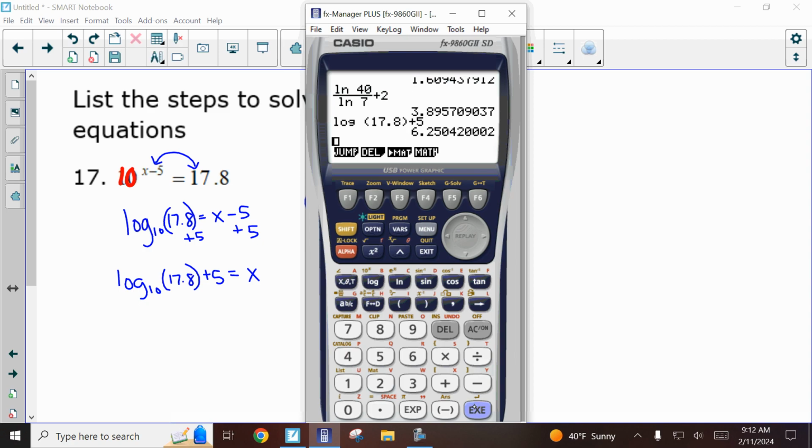And because the problem was an exponential, we don't really have to check it. I mean, you could if you wanted to. So if I did 10 to the, I want that whole answer in there. So shift answer minus 5. That should give us 17.8. So that works out perfect.